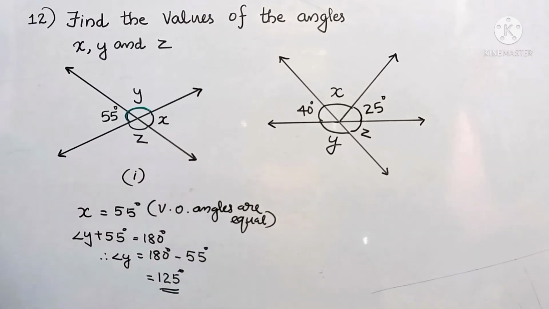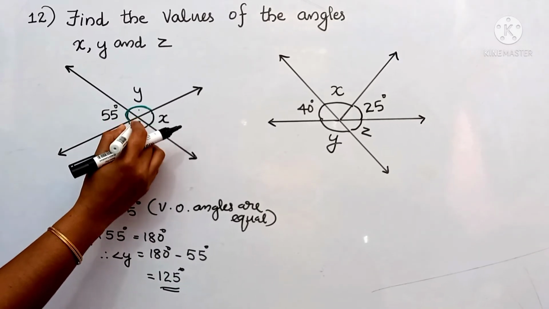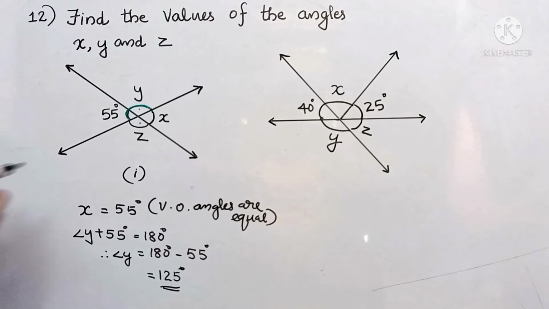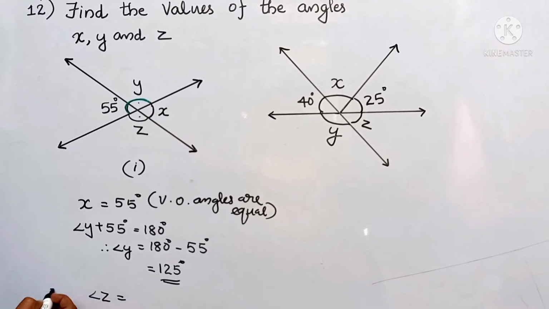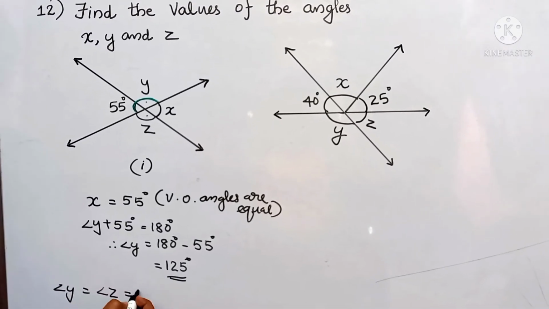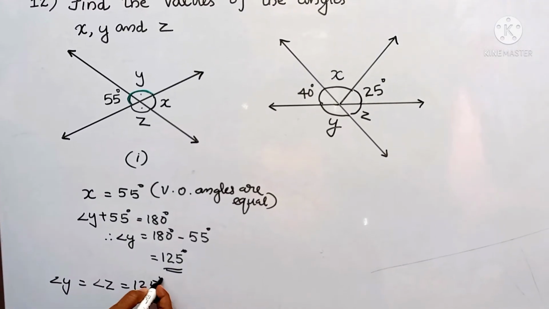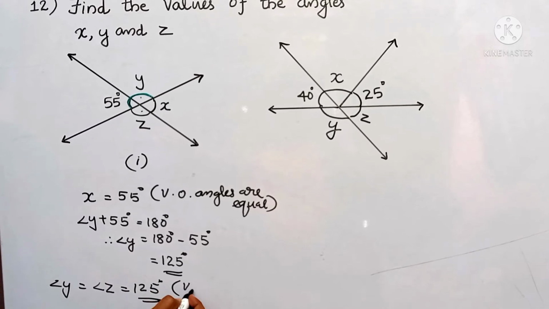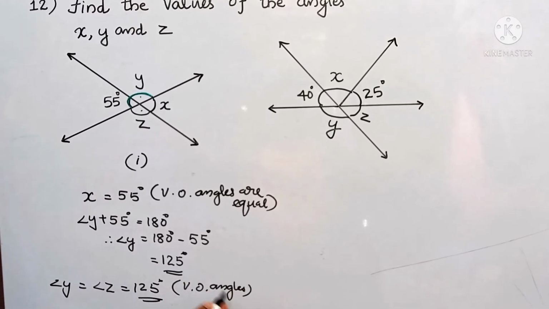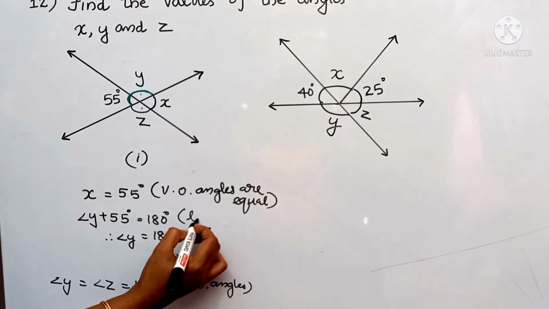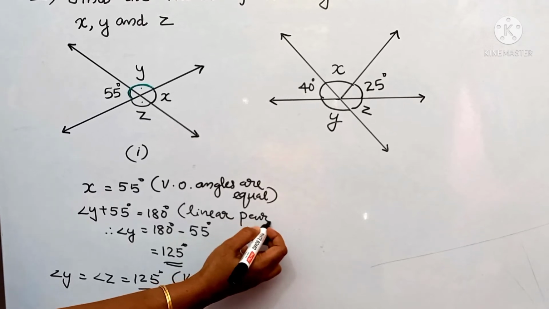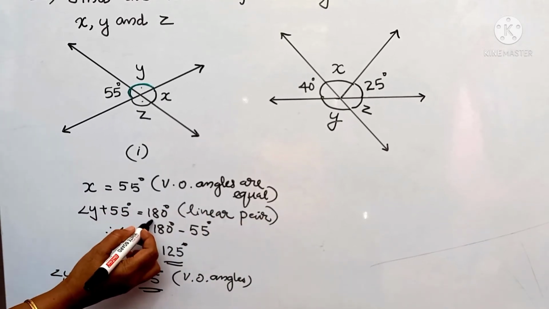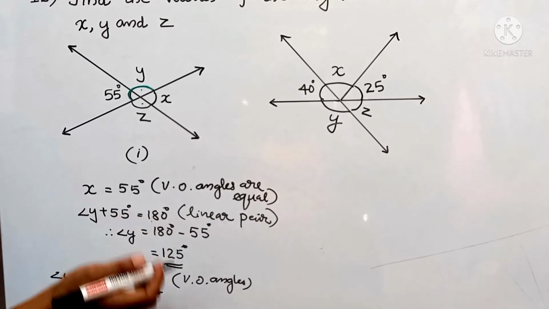Then we know angle z is opposite to angle y. Therefore, both are equal. Therefore, angle z is equal to angle y is equal to 125 degree. The reason we can write here, vertically opposite angles are equal. And here we have used linear pair. Sum of angles in a linear pair is equal to 180 degree. That only we have applied here.